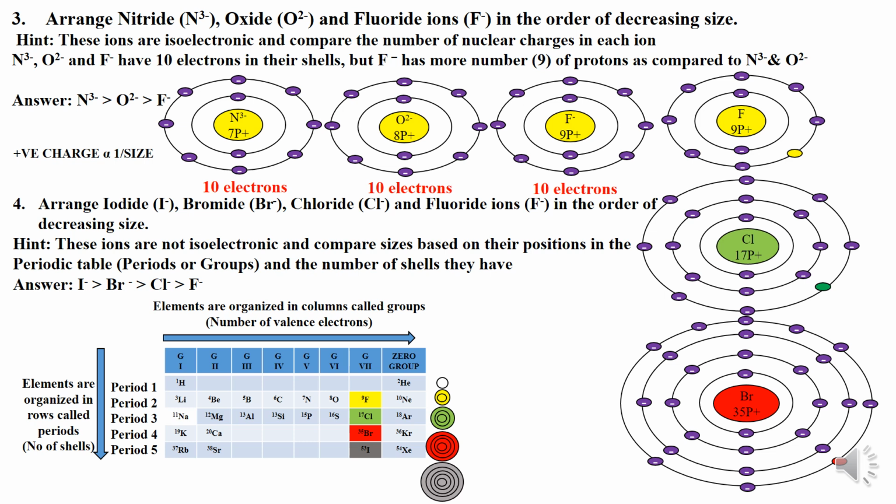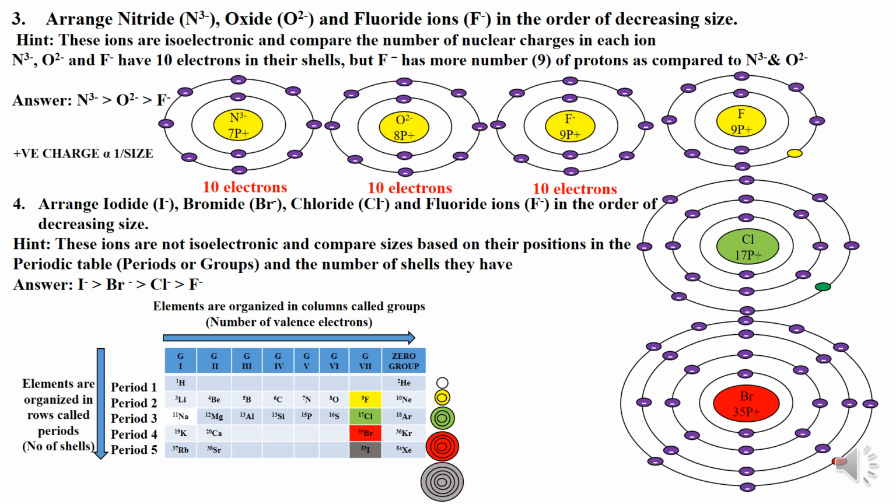Now down the group, as the number of shells increases, there is a corresponding increase in the size of the element or the corresponding ions. And therefore, we can say that iodide ion is bigger in size as compared to bromide, chloride and fluoride ion.